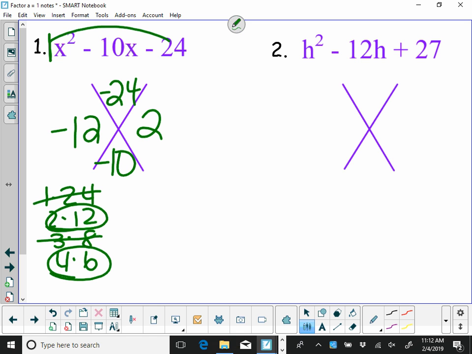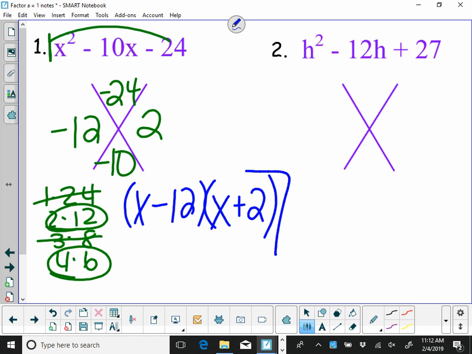Now listen to me again. You're still not done. You've done all the hard work, you've got the answer, but you have to write it like an answer should look. You write it as a set of binomials. What is my variable? X. So you put an X here and here, and my numbers are minus 12 and plus 2. Now, does this look familiar? What would you do if I gave you that? You would distribute. You know what you would get? x squared minus 10x minus 24.